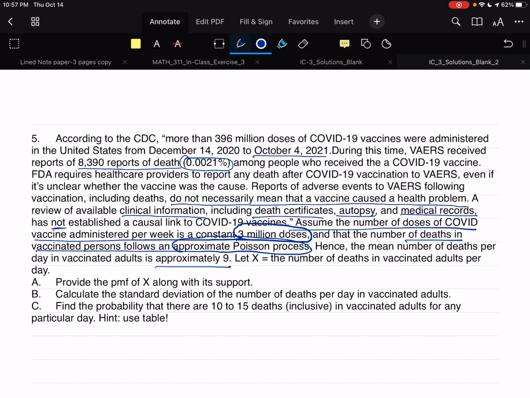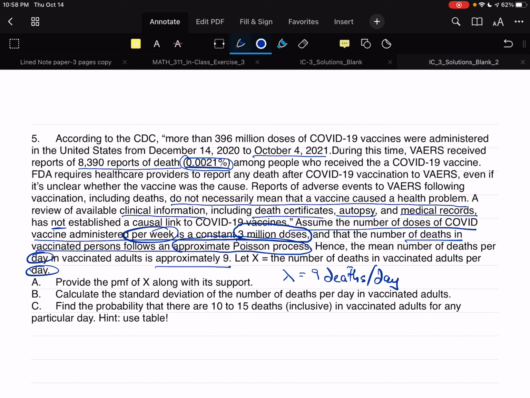Okay? So that means that, if X equals the number of deaths in vaccinated adults per day, notice this is per day, and this is per week for the 3 million. So divide that by 7, and then multiply that by 0.0021%, which is 0.000021, and you get 9. This tells me that lambda is 9. That's the mean number of deaths per day. Oops, that's not very clean or legible. Deaths per day in vaccinated adults. And remember, for all causes, not for the vaccine necessarily.